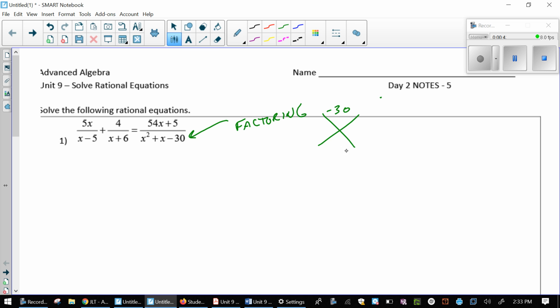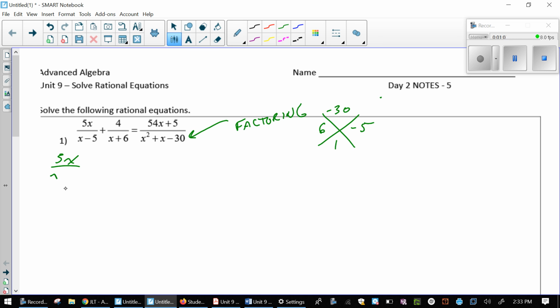You know I like to use this big X. It helps me organize my thoughts. So I want to see what factors of negative 30 add to 1. Let's think about that for a second. See if you guys can come up with it on your own. What's jumping out to me right away is 5 and 6. If I make that 6 positive and that 5 negative, that's going to give me a sum of 1. All right, so let's go ahead and rewrite this guy.